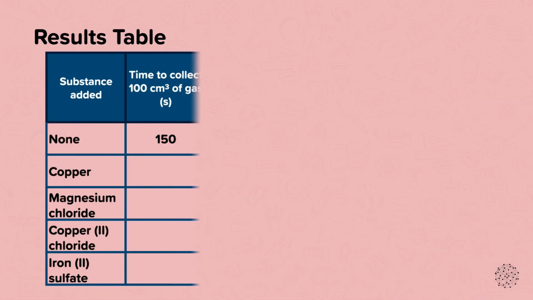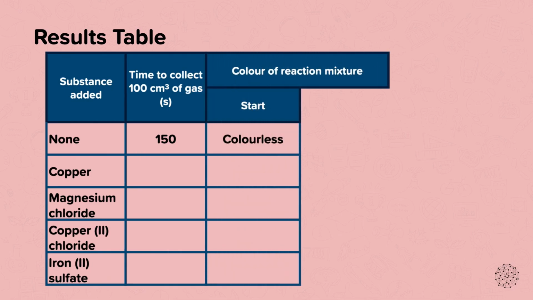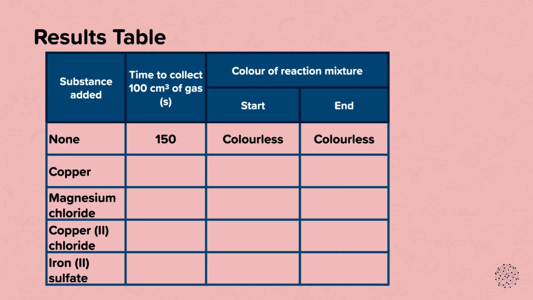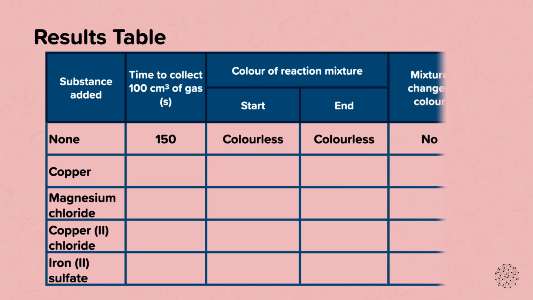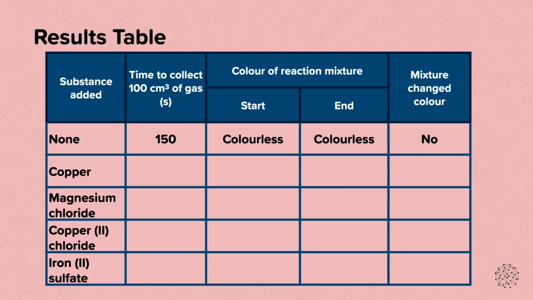Here are the results for the time taken to collect 100 cm³ of hydrogen gas when zinc is reacted with sulfuric acid. As well as noting down the time, the appearance of the reaction mixture is noted at the start and at the end. The experiment now needs to be repeated with substances that are being tested to see if they are catalysts for this reaction.